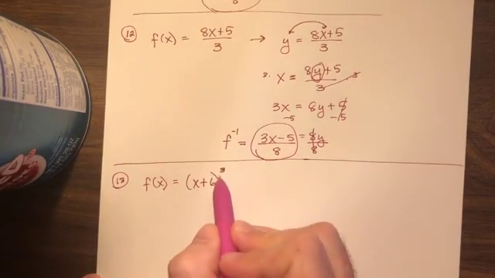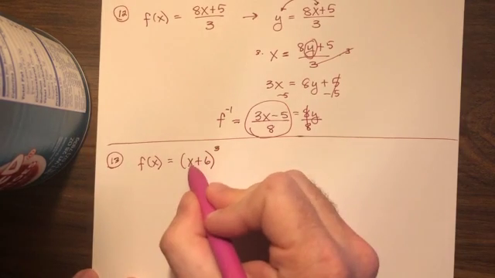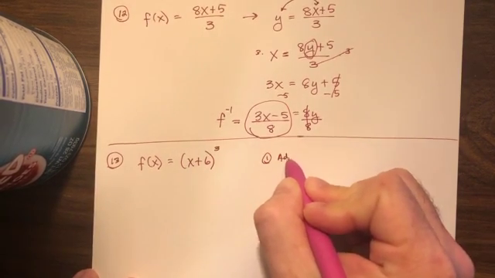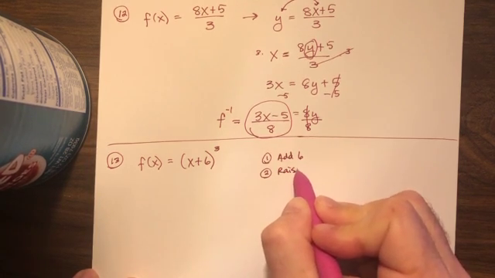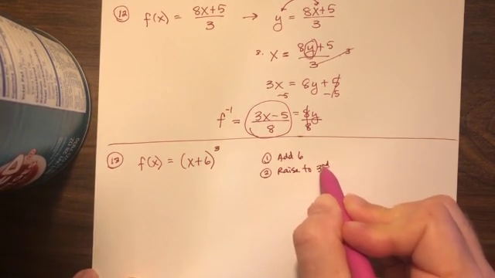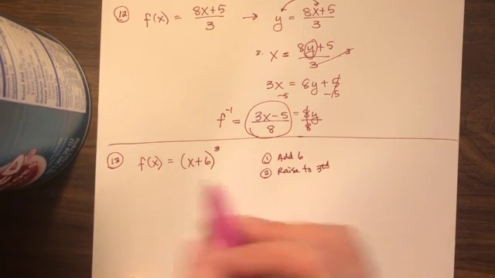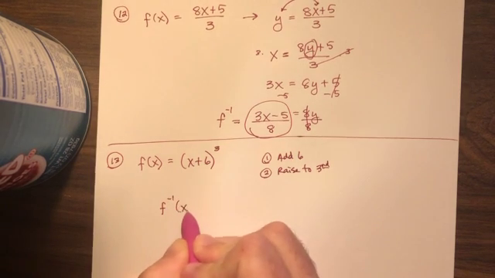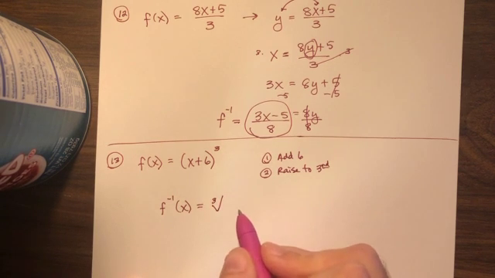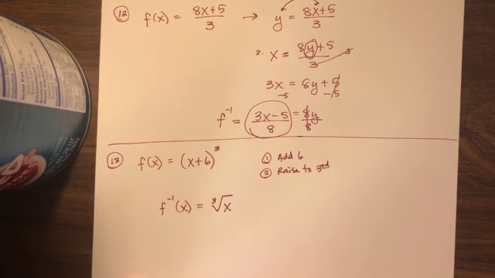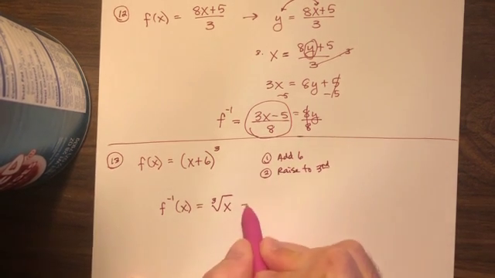Number 13, we have x plus 6 raised to the third power. If I were to do it like I did up here for number 11, first of all, I'm adding 6, so that's number 1, add 6. And then the next thing I do is raise to the third power. How do I do the opposite of raise to the third power? That is root. So the opposite is the third root of x. And then I'm going to subtract 6 from that.